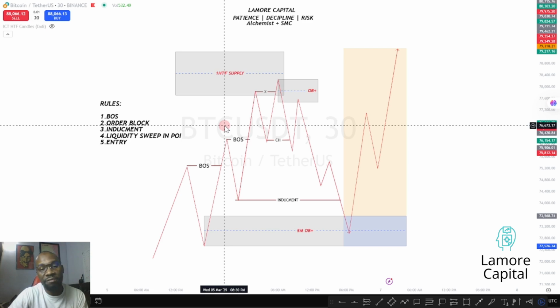And I actually use the 5 minutes time frame for my entry. So now let's go back to our fourth rule. That's liquidity sweep inside our point of interest.